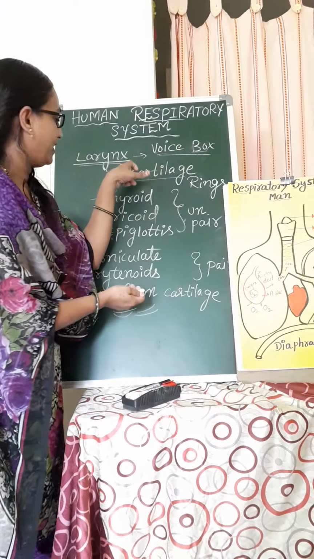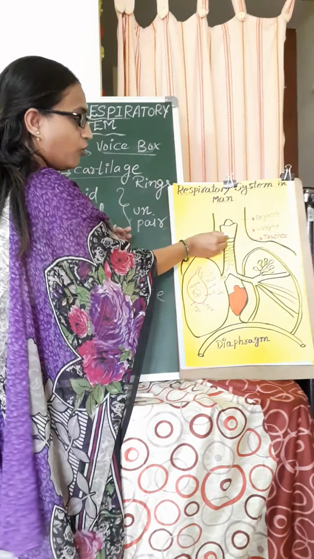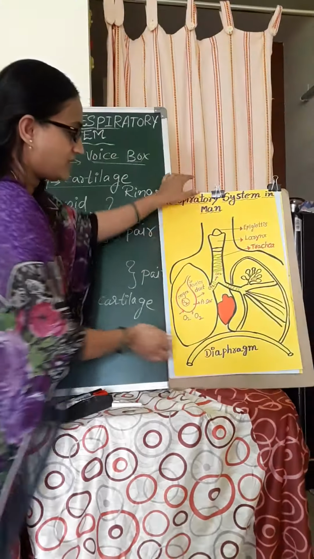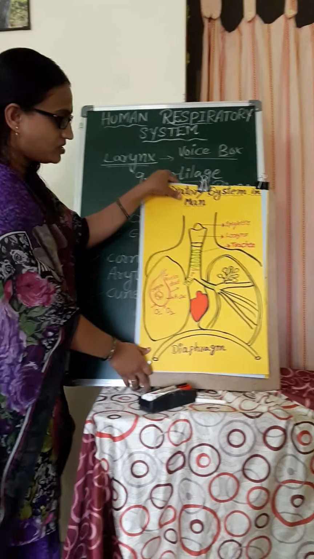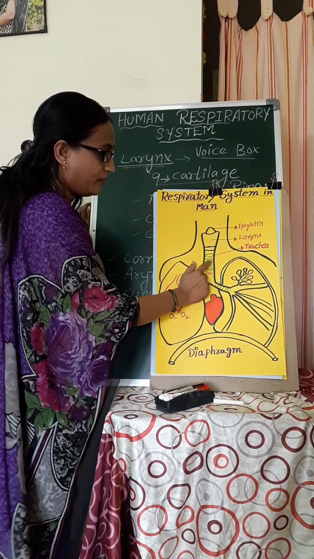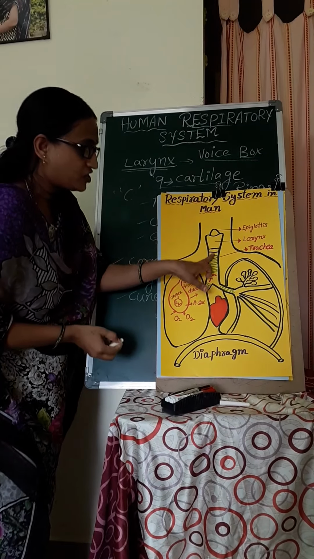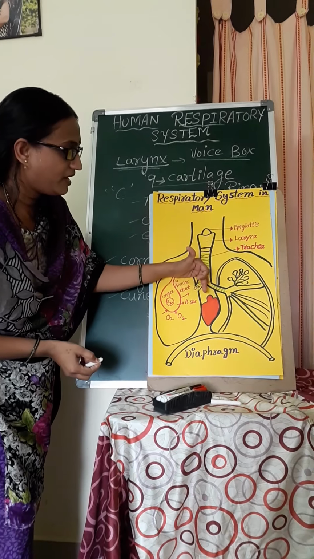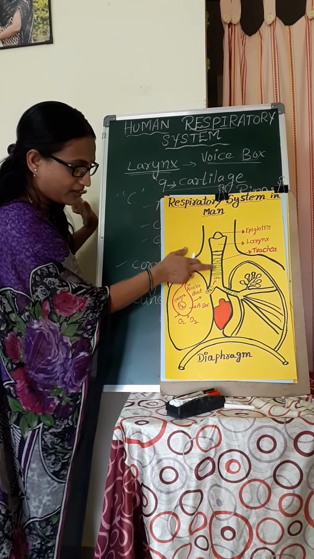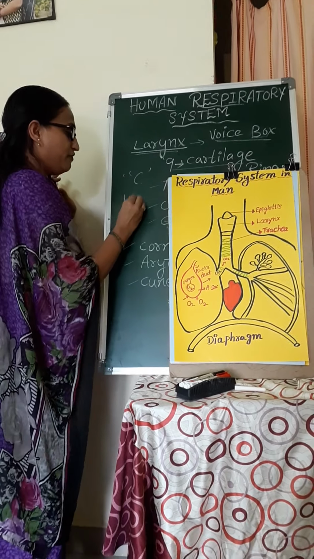Next, this larynx continues and opens into a tubular structure called the trachea. This trachea is guarded by C-shaped structures. As the air passes through it like this, it is also known as the windpipe.